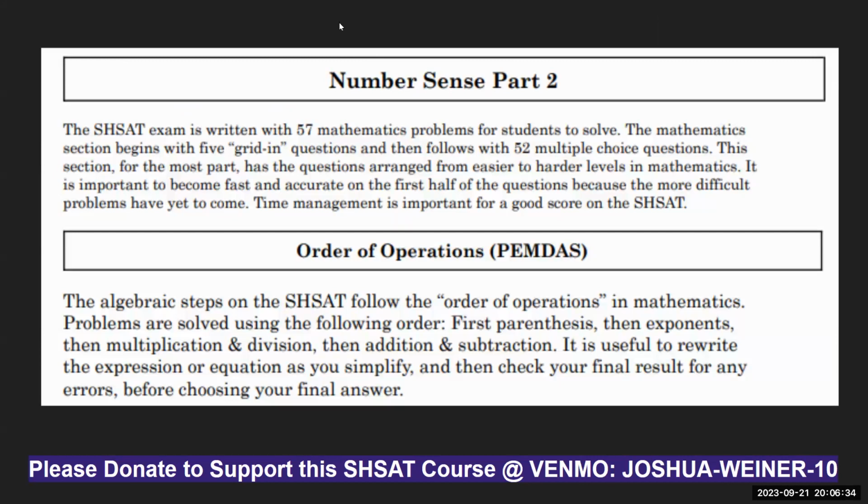Okay, so that was the warm-up 5 questions, and what we're going to do now is go to the core lesson, number sense part 2. I wrote here that the SHSAT exam is written with 57 math problems for students to solve. The mathematics section begins with 5 grading questions and follows with 52 multiple choice questions. This section, for the most part, has the questions ranged from easier to harder levels in math. It is important to become fast and accurate on the first half of the questions because the more difficult problems have yet to come. Time management is important for a good score in the SHSAT.